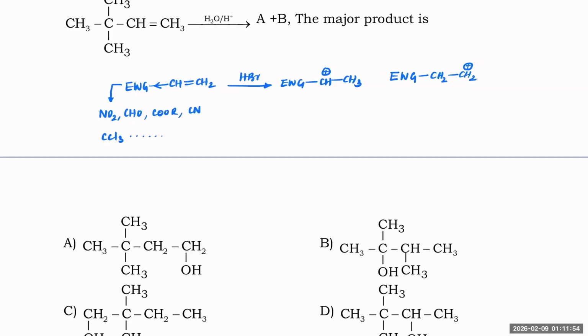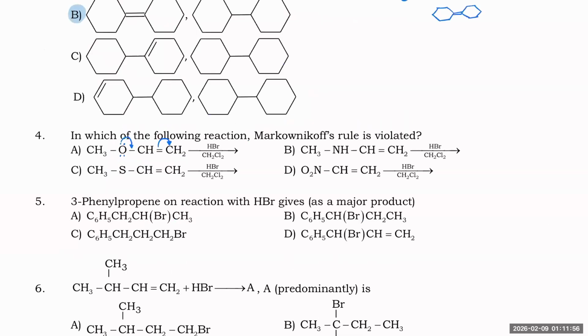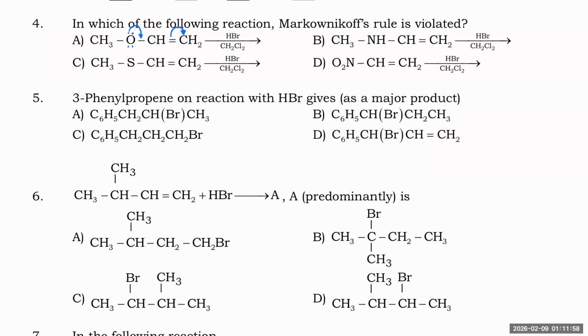Clear? Now come back to the question and see in which case that happens. It is clearly observed that this is donating group, lone pair on sulfur donating group, nitrogen lone pair on nitrogen having a lone pair donating group. Only NO2 is a strongly withdrawing group, which means in this case, forcefully we have to go for anti-Markovnikov addition.